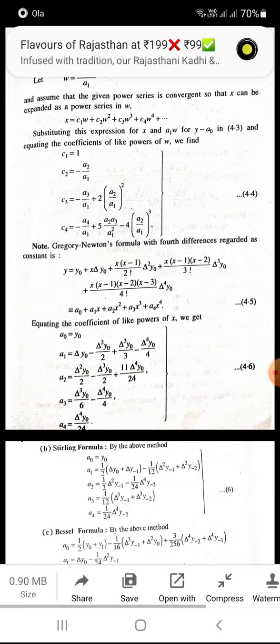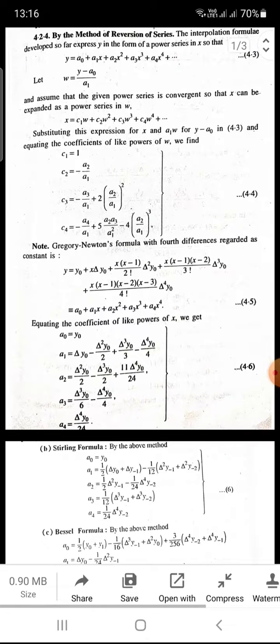and equating the coefficients of like powers of w and comparing, we will get c1 is equal to 1, c2 is equal to minus a2 upon a1, c3 is equal to a3 upon a1 plus 2 into (a2 upon a1) whole square, c4 is equal to a4 upon a1 plus 5 a2 a3 upon a1 square minus 4 (a2 upon a1) to the power 3.